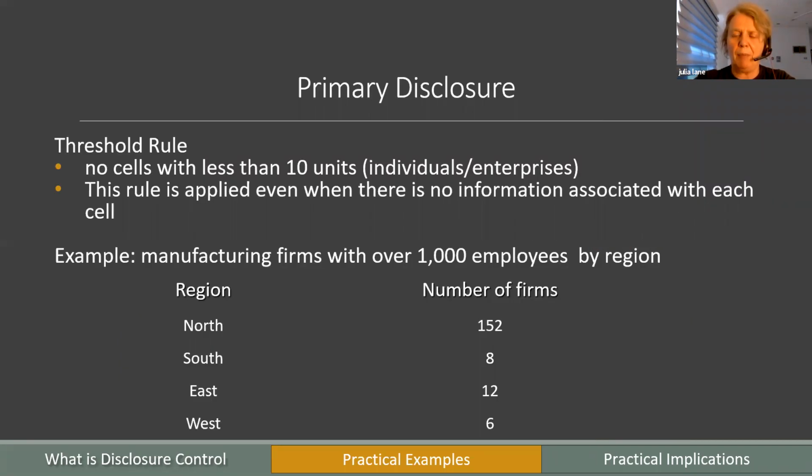To understand what happens, typically when there's disclosure, we're going to use the old-fashioned approach. When we're worried about protecting disclosure from primary tables, we typically use the threshold rules. Most agencies require that we apply the rule that no cells with under 10 units of individuals or enterprises are released. So for example, when you take a look at a table like this, with this number of firms, you wouldn't release the cell with 8 or the cell with 6. So you'd suppress those 2 cells.